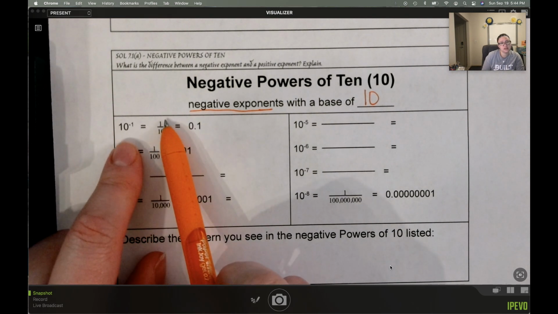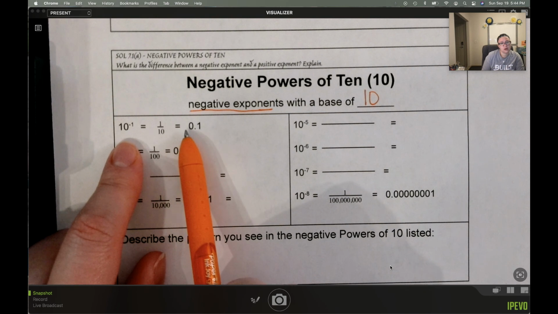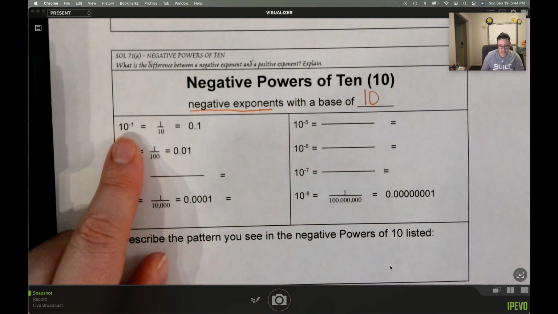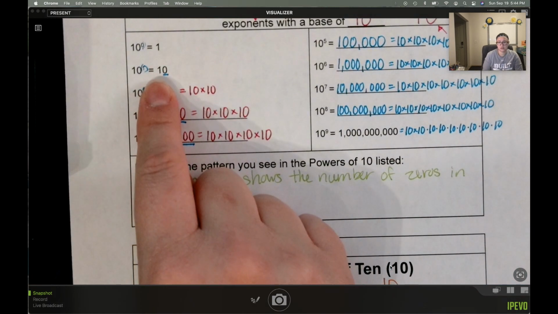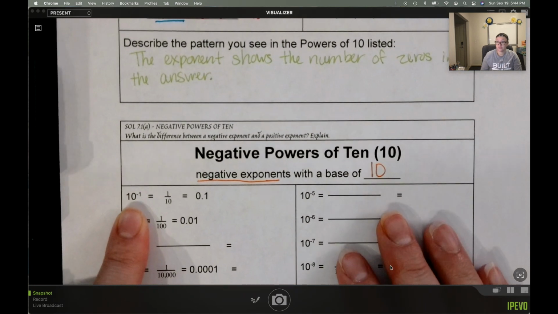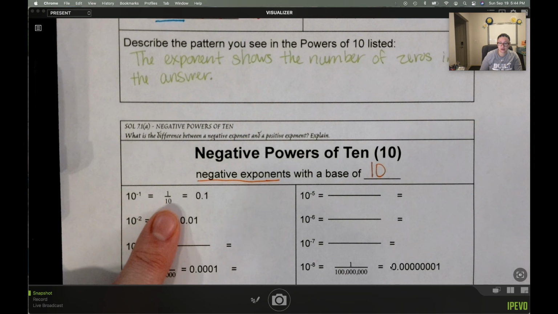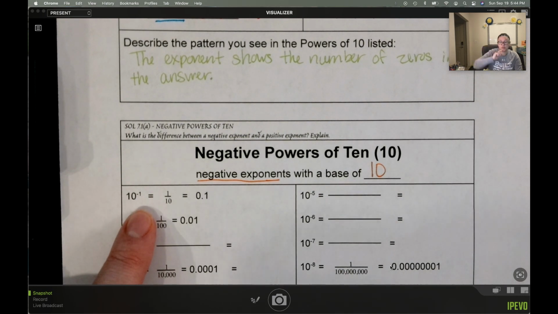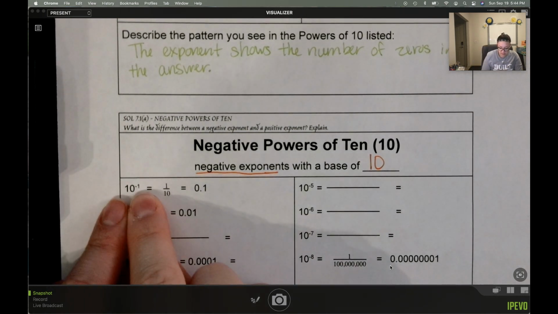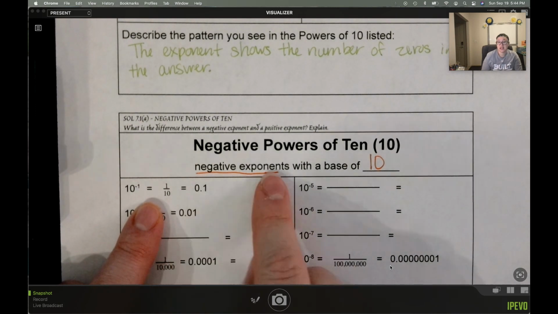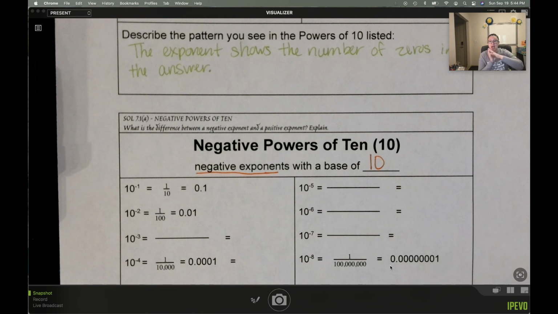10 to the negative 1 is 1/10, or 0.1. What happened with 10 to the negative 1 compared to just 10 to the regular 1? It turned it into a fraction. It made a reciprocal of that number. Remember, reciprocals are when we flip the numerator and the denominator. So a negative exponent means that we're going to have fractions or decimal numbers. Negative exponents show really small numbers, and positive exponents show really big numbers.